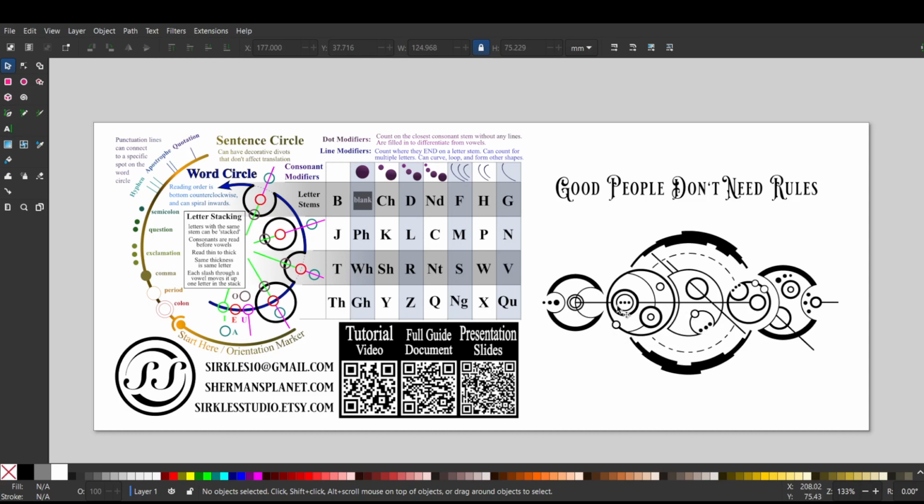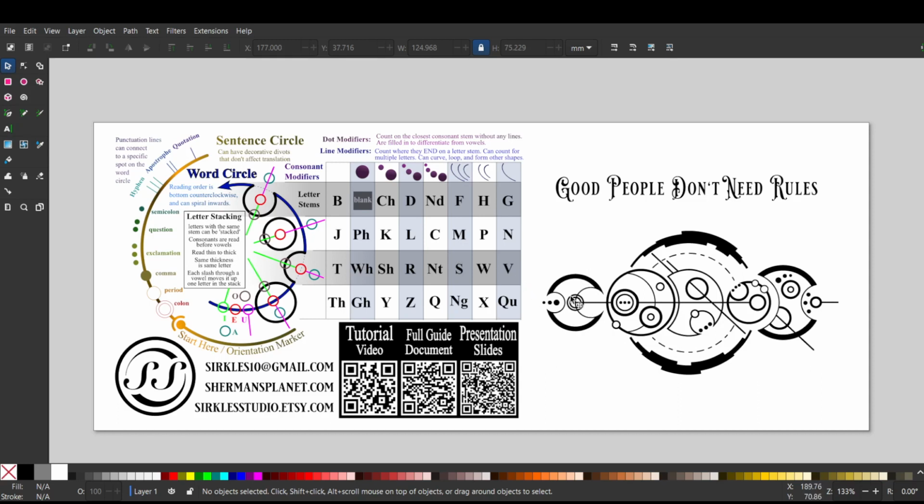Anyway, so this design says "good people don't need rules," and it's set up left to right here, which is pretty typical for a linear design like this, because if you imagine an infinitely large circle and you were to start reading that at the bottom and go counterclockwise, it would just be left to right. And bottom counterclockwise is the reading order of this script.